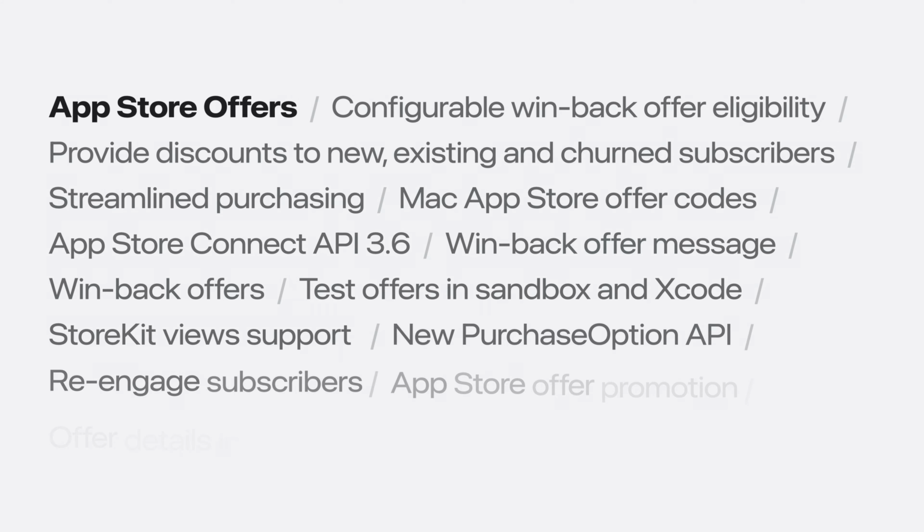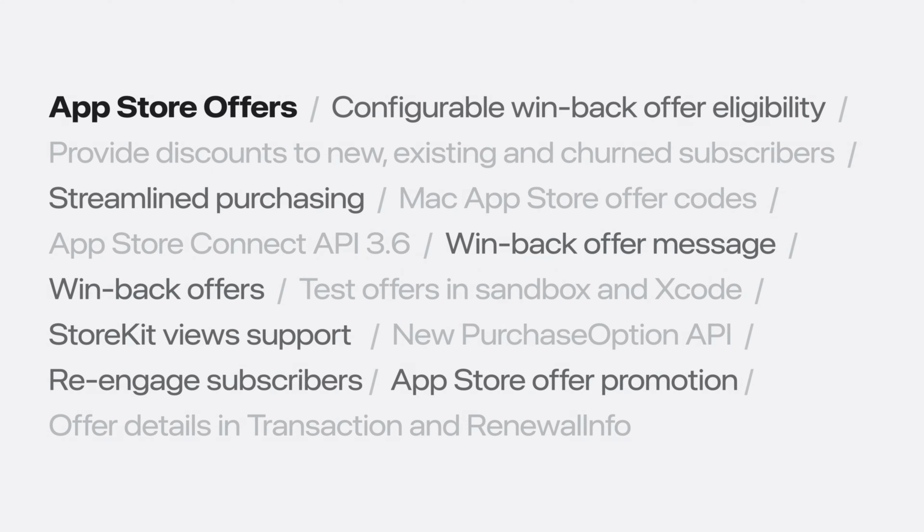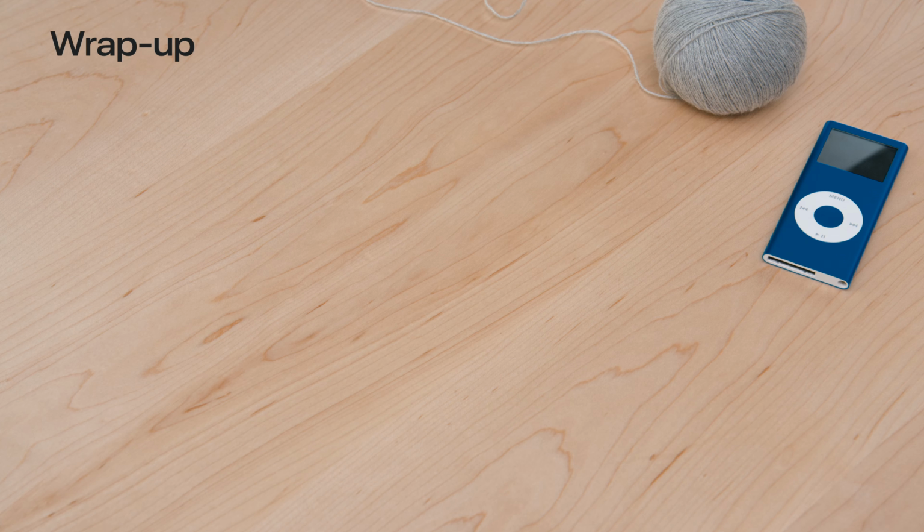And that's all we have for today. We discussed the new and updated subscription offer APIs in StoreKit. We also gave you an overview of win-back offers and demonstrated how you can configure them, with multiple ways to support this new offer type in your app. And lastly, we showed how to promote win-back offers on the App Store and how customers can redeem the offers using Streamlined Purchasing. You can start adding support and test win-back offers in your app today.